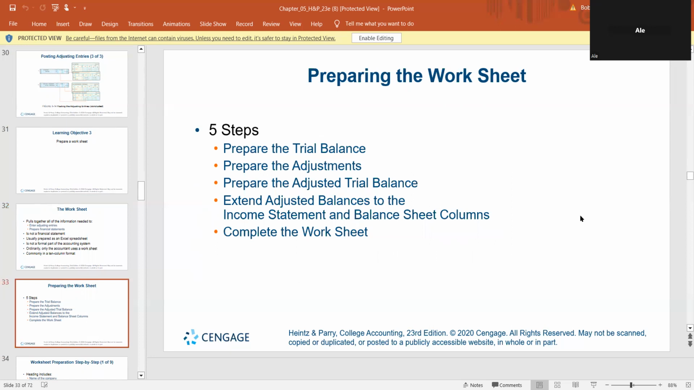5 steps, preparing the worksheet. Step 1 is where we left off at chapter 4. We know how to prepare the trial balance. Now, in this chapter, we have to prepare the adjustments and then prepare the adjusted trial balance, and then from that, we can do the income statement and balance sheet. So let's see what we've got going here.